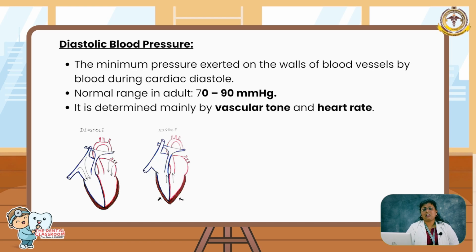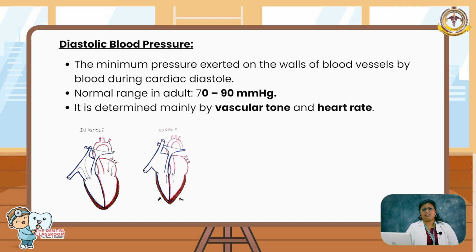So what is diastolic blood pressure? Diastolic blood pressure means the minimum pressure. So systolic is the maximum pressure, diastolic is the minimum pressure exerted on the walls of the blood vessels by the moving column of blood during the ventricular diastole. That means whenever the ventricular muscles are relaxed, there won't be any blood pumped into the aorta, so the pressure will be very low. That is recorded as the diastolic blood pressure. The normal range in adults for diastolic blood pressure is 70 to 90 millimeter of mercury. This is decided by vascular tone as well as the heart rate.